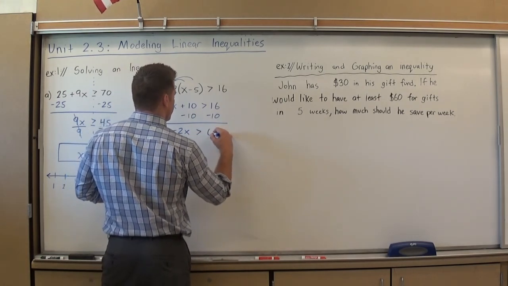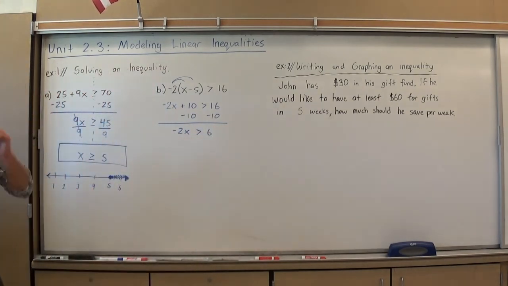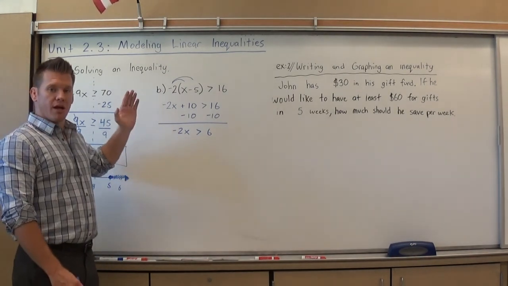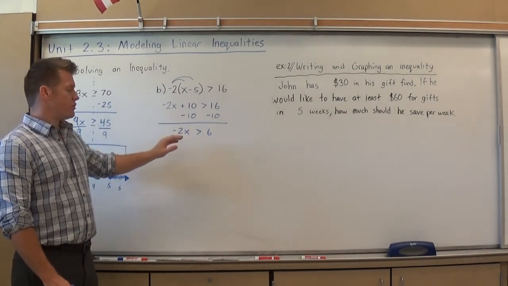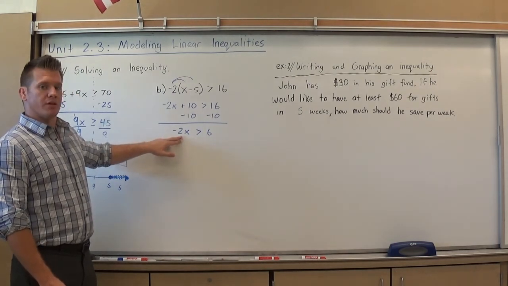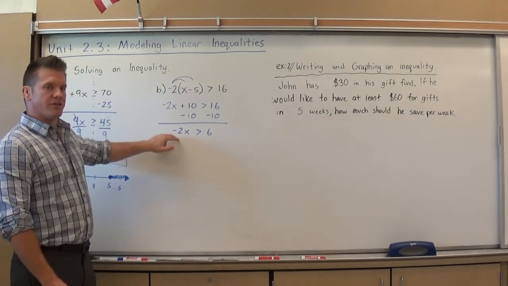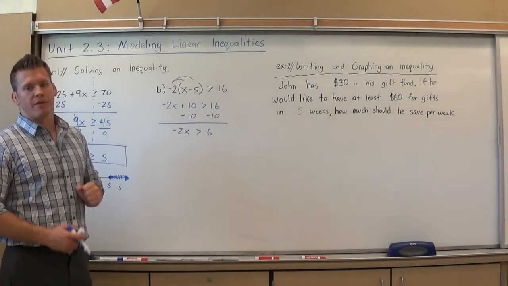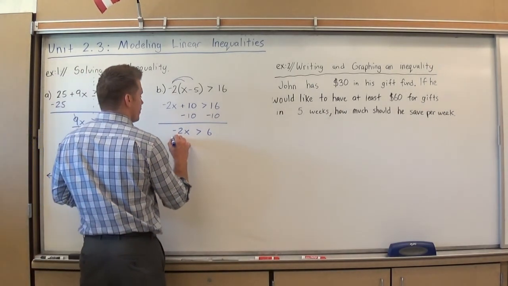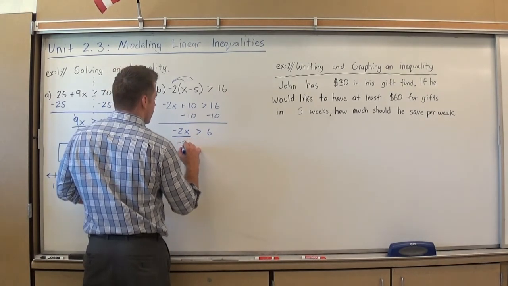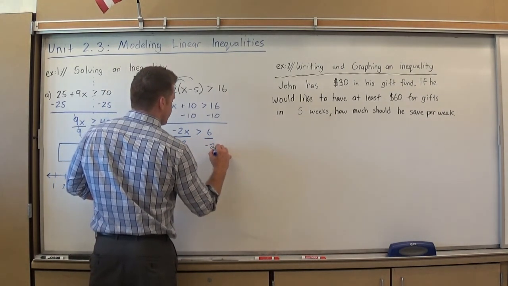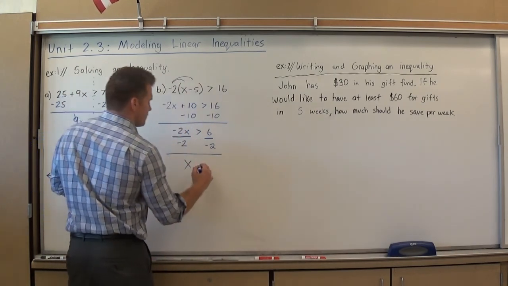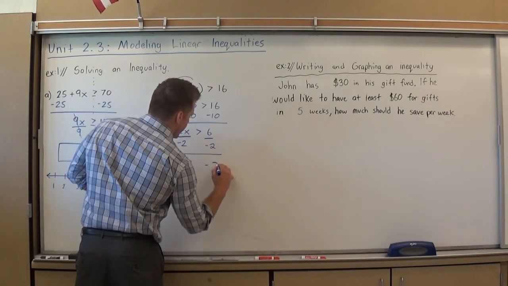16 minus 10 is 6. And I have negative 2x is greater than 6. At this point now I'm free again to try to isolate that variable, to separate its coefficient from it. So I have to do the opposite of this. Now, it's not a minus 2x, it's a negative 2 times x. Whenever anything's touching in math, it's multiplication. So I need to do the opposite of multiplying, which is dividing. I do that, the negative 2's cross out, 6 divided by negative 2 is negative 3.